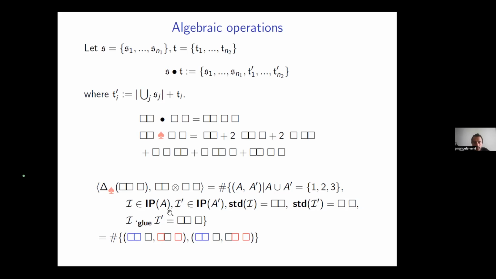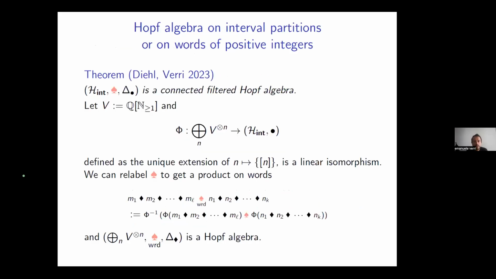Okay, so this operation is compatible with the coproduct of this concatenation of interval partitions, and it forms a bialgebra. Since the spade operation is filtered while this other is graded, together they form a connected filtered Hopf algebra, so it is a commutative Hopf algebra. We know from the literature that as an algebra, it is isomorphic to some polynomial algebra.